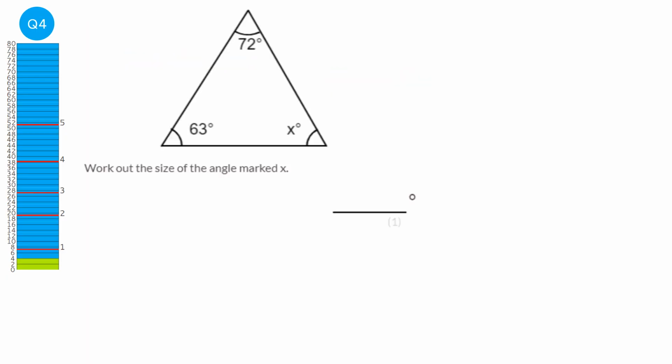The angles in a triangle add up to 180, so I'm going to take away the angles that we know, which is this 63 and this 72, from 180, and when I do that I get the answer of 45. So my answer is 45 degrees.